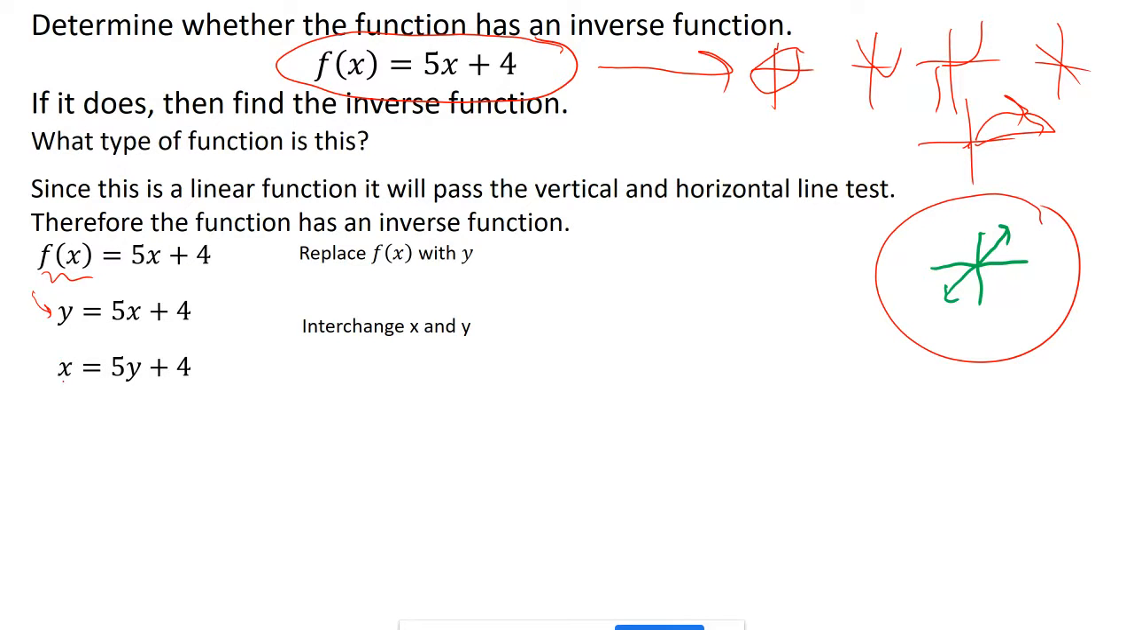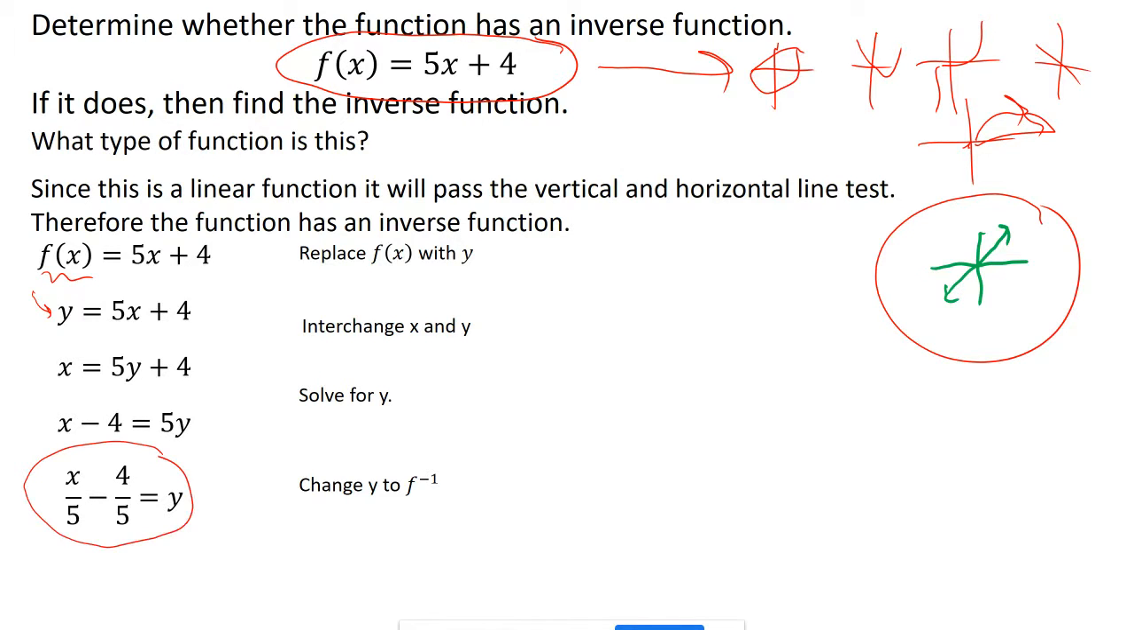So wherever you see a y, you replace it with an x. Wherever you see an x, you replace it with the y. And now you solve for y. So subtract 4 on both sides and divide by 5. So now we have this right here. And your last step is change y to f inverse. So this would be your inverse. Okay. So the main thing is change f of x to y, and then you want to switch the x and y, and then solve for y.